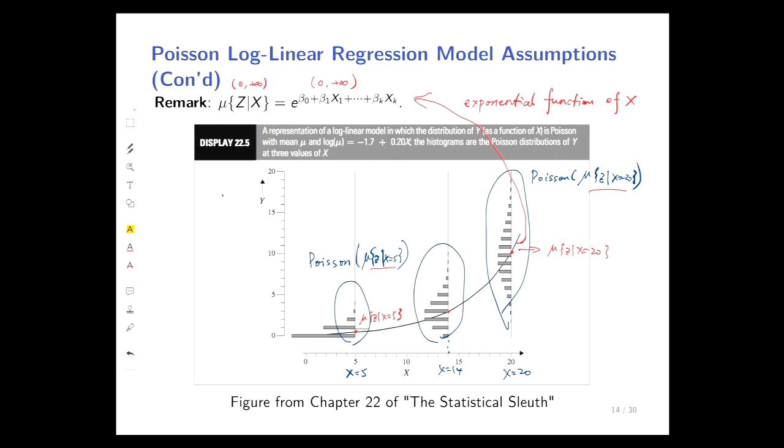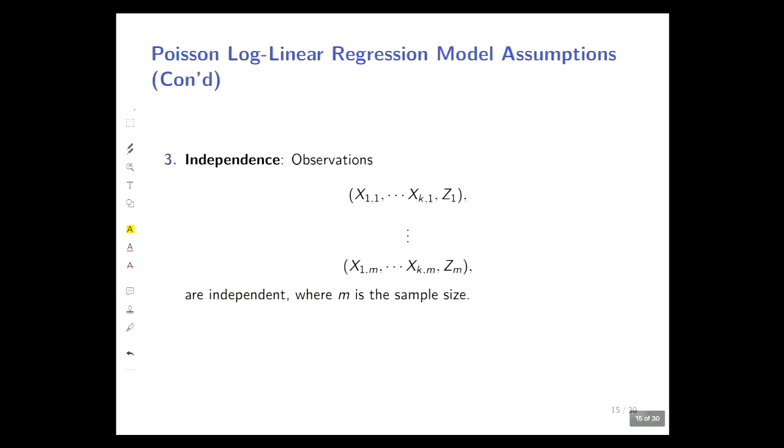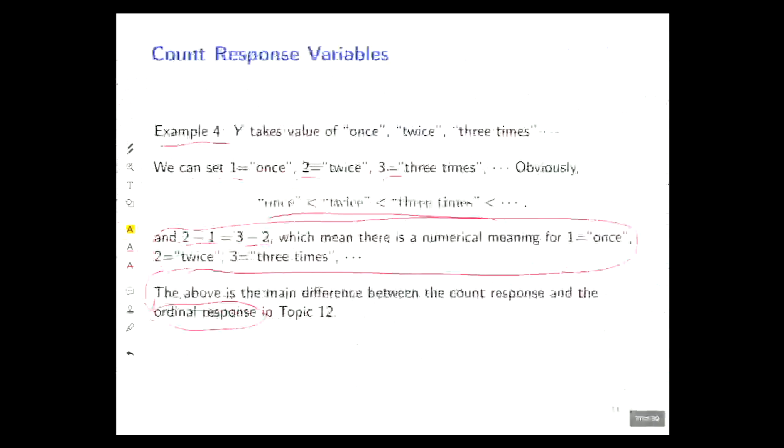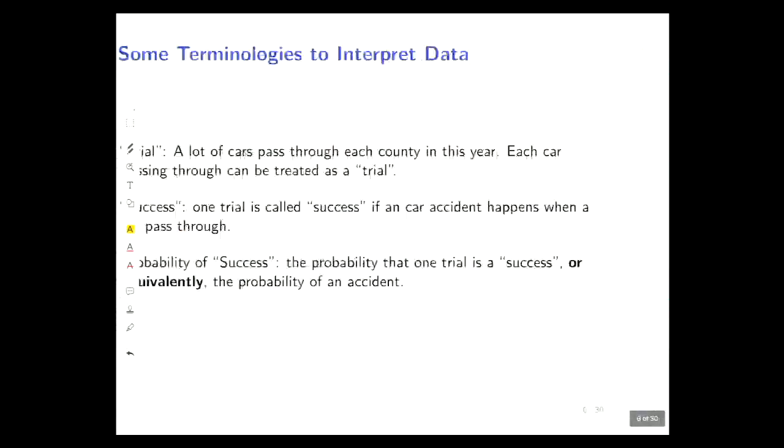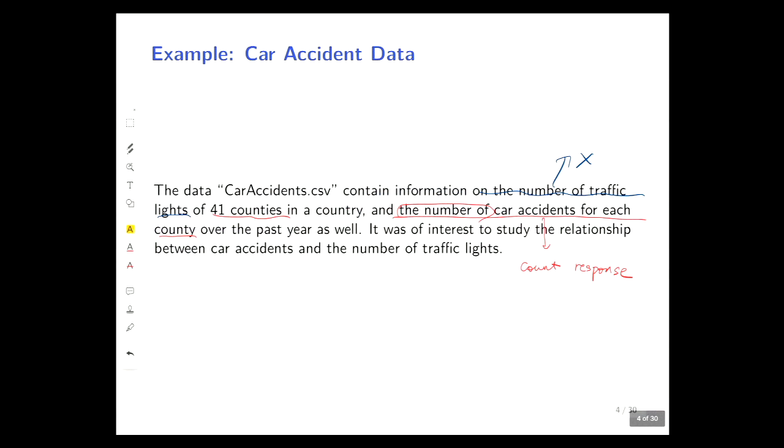The first is the Poisson distribution, and the second one is that the mean of response is actually an exponential function of the explanatory variable. So that's these two assumptions. And the third assumption is always the independence assumption. We assume all the observations are independent. So we have the observations of x, and also the observations of z, and we have m as our sample size. We keep it consistent with the binomial logistic regression model, because obviously these two have some similarities. So what's the sample size for the car accident example, if you still remember?